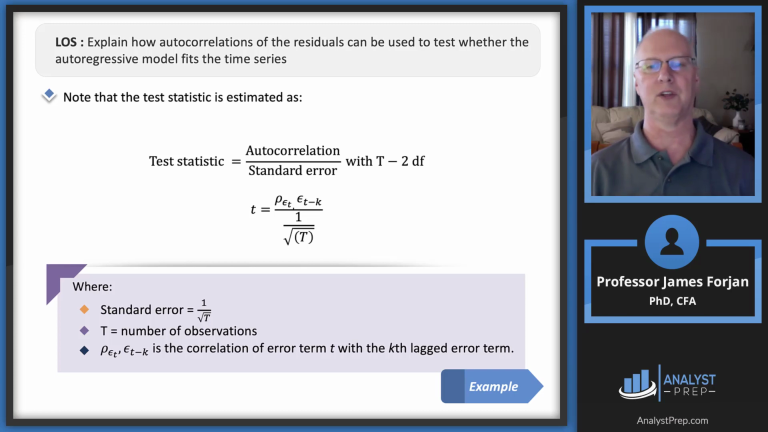All right, so here's our test statistic. We're going to have that autocorrelation in the numerator, and we're going to divide by the standard error. This is simplified with autocorrelations. The standard error is just 1 over the square root of T. We're going to have T minus 2 degrees of freedom. And look, in the numerator, there's the autocorrelation. Notice it's the rho, the sideways p. It's the correlation coefficient, if you will, between the successive error terms.